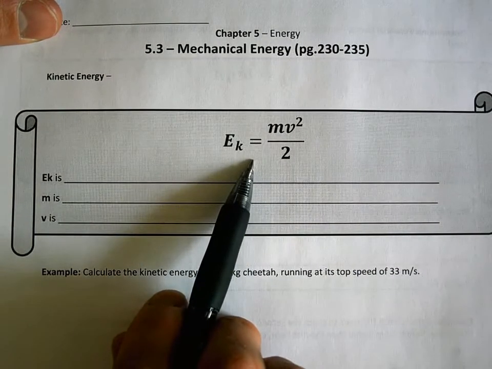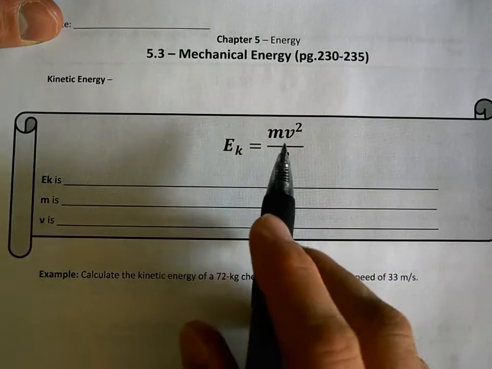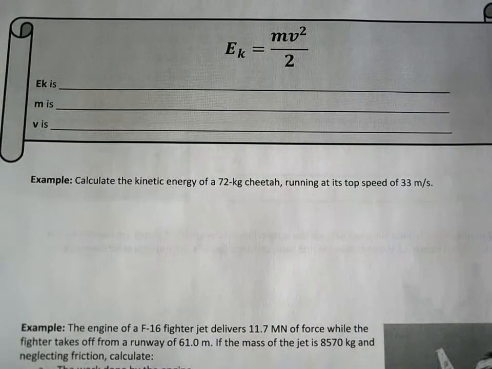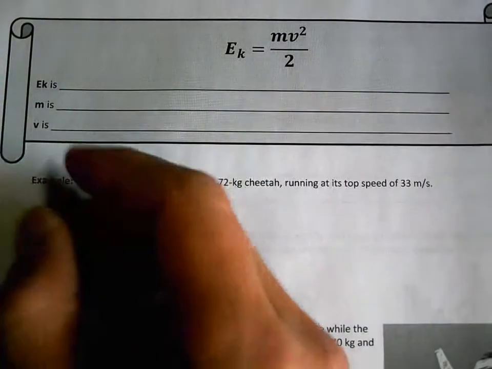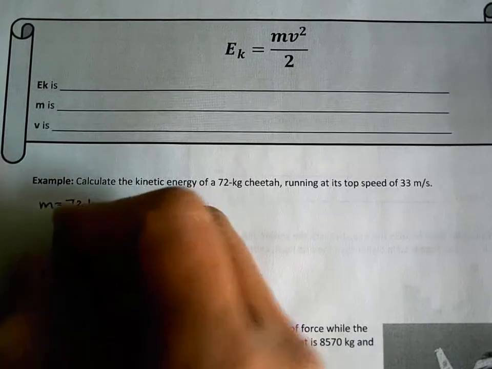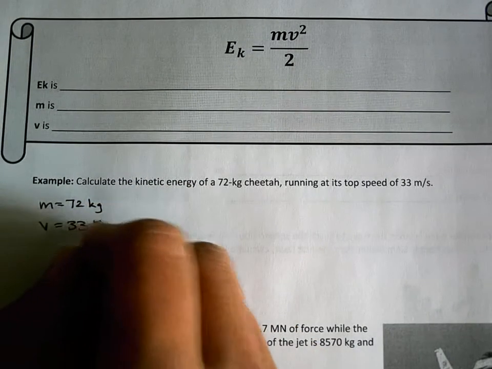Here's our formula, and you can fill out the details from the slides. The first example: calculate the kinetic energy of a 72 kilogram cheetah running at its top speed of 33 meters per second. Wow, cheetahs. They're the fastest land animal, so we should be respectful of them. Look how fast they can travel, 33 meters per second.